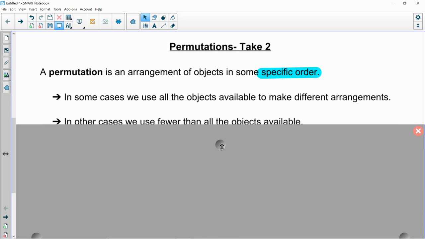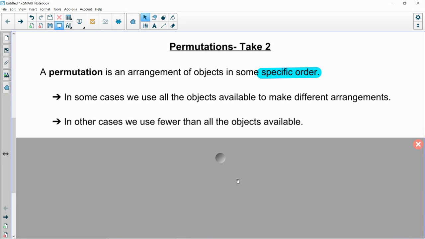Well, there are also other cases when we use fewer than all the objects available. So a question might say, you have 5 textbooks. How many different ways can you arrange 3 of the 5 textbooks? Okay. So these are the 2 major types of questions, there you have it.